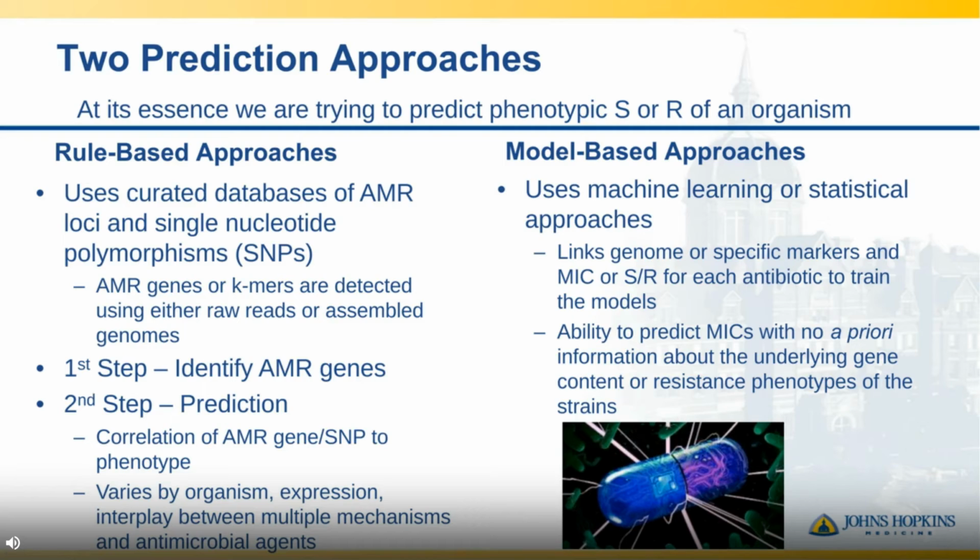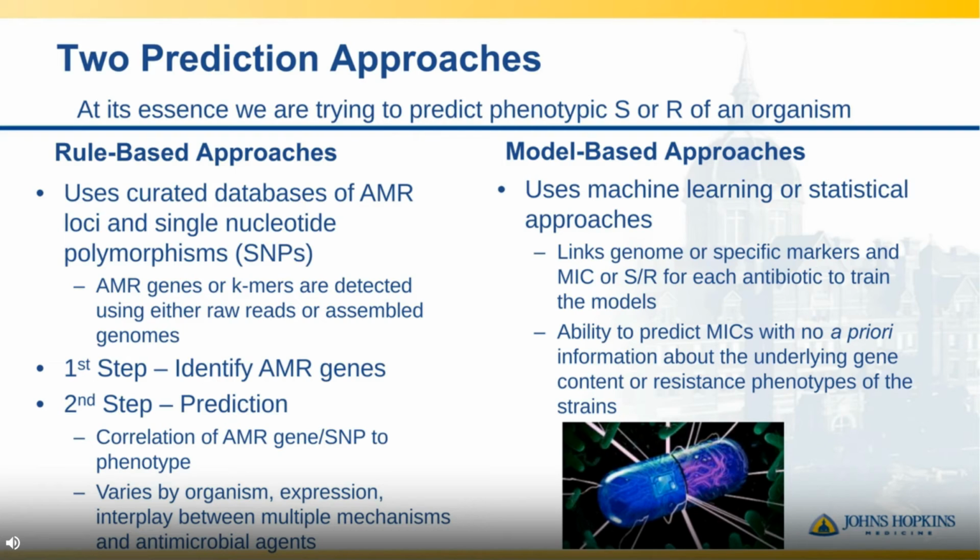The second approach is the model-based approach, which we're starting to see more publications on, which uses machine learning or statistical approaches, where you can link the entire genome or specific markers to an MIC or a susceptible or resistant result for each antibiotic and train the models to try to predict those results, the MIC or the susceptible or resistant results.